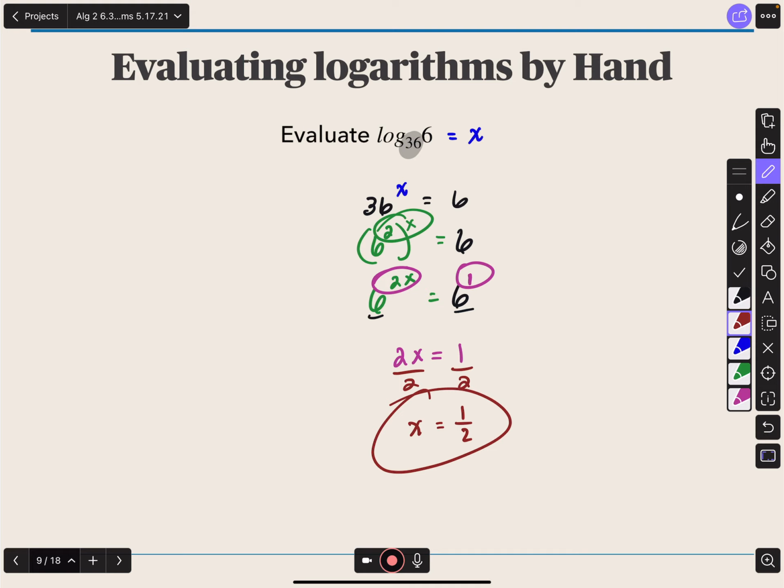1/2. So what this logarithm is equal to, let's write it out. Log base 36 of 6 is 1/2, which means 36 to the half power has to give you 6. So let's check that left side. Half means to square root 36, and the square root of 36 is 6. So it checks very nicely.